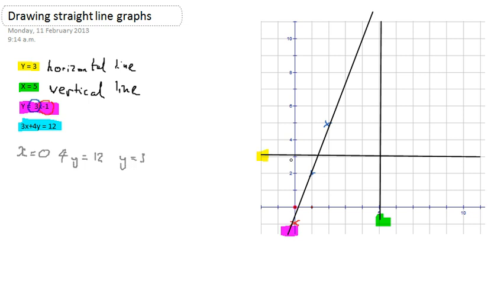So straight away, by doing that, I know my graph goes through 0, 3, because x is 0 and y is 3. I'm going to do exactly the same, but this time I'm going to go y equals 0. So 3x equals 12. So x equals 4. So now I've got the coordinate 4, 0. So I can join those up with a straight line. And that is my graph.